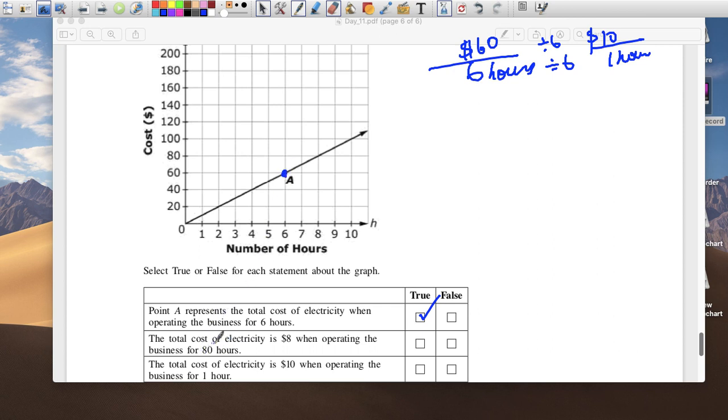Part B says if you operate it for 80 hours, do you pay $8? That doesn't really make sense, right? So if 1 hour is $10, 80 hours should be $800. So this is false. That doesn't even make sense. The next one: the total electricity cost is $10 when operating for 1 hour. So look at your graph for 1 hour. Do you think that's $10? Well, you can't really tell by the graph, but you can tell by the unit rate, which we found.